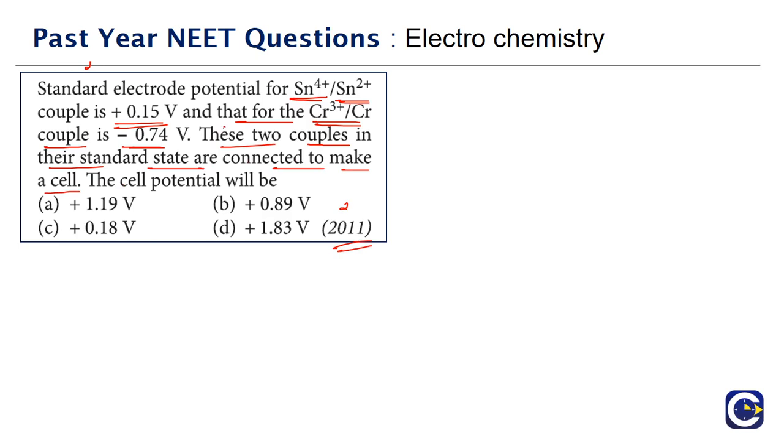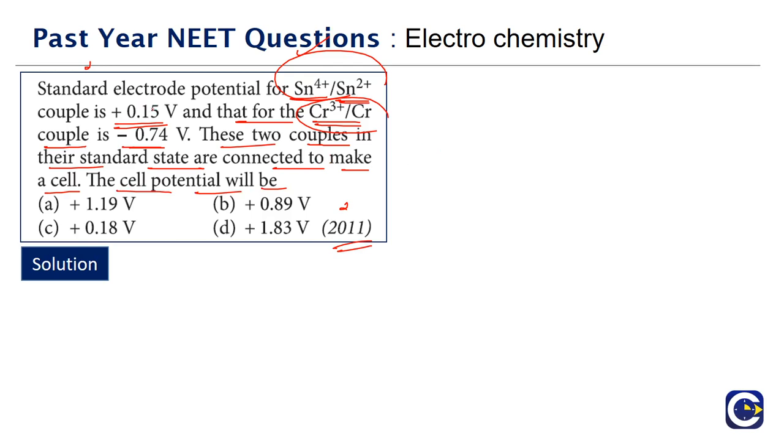So on one side we have the couple of Sn4 plus and Sn2 plus. On the other side we have chromium 3 plus and chromium, maybe a solution of chromium 3 plus into which chromium metal is dipped. So these two couples are connected to make a cell. Then the question is, what is the cell potential? It's a very fundamental question.